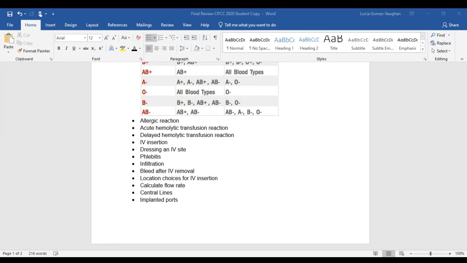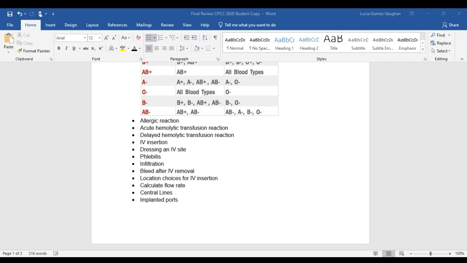Implanted ports are shaped like a disc and implanted under the skin during a surgery. Ports can be used for giving IV medications, fluids like TPN, or taking blood samples. The most common place for a port is the upper chest below the collarbone.